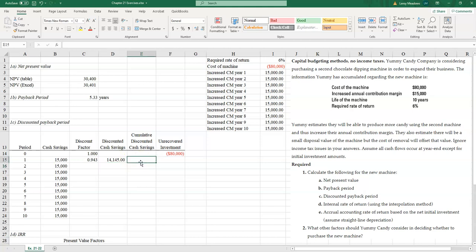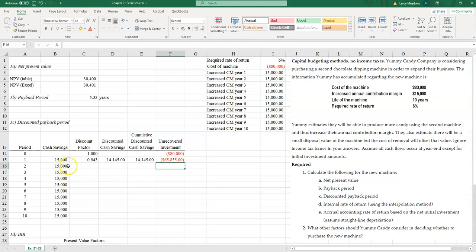So after year 1, my cumulative discounted cash savings is $14,145. And so my unrecovered investment at the end of year 1 is going to be $65,855. So now let's look at year 2.